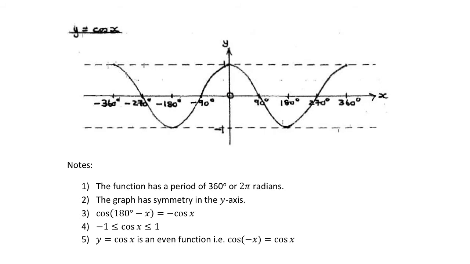And this is an even function because the cos of minus x, so whenever we reflect it in the y-axis, it's going to equal the same function, and the function notation would be the f of x, or the f of minus x is equal to the f of x. And that applies to anything that is symmetrical about the y-axis.